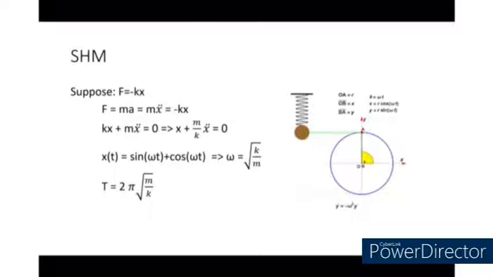By rearranging the equation above, we get m x double prime plus kx equals 0. And by rearranging, we get an easily solved differential equation: x double prime plus k over m times x equals 0. By solving this equation, we get that x of t equals sine omega t plus cosine omega t, where omega equals the square root of k over m. And from physics, we can get that the period T equals 2 pi times the square root of m over k.